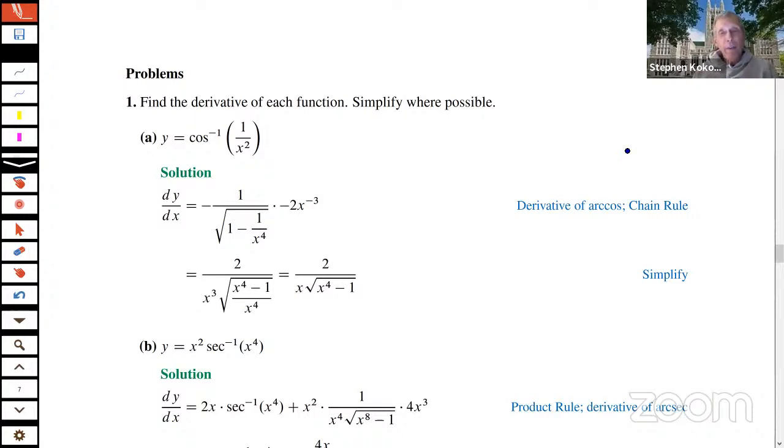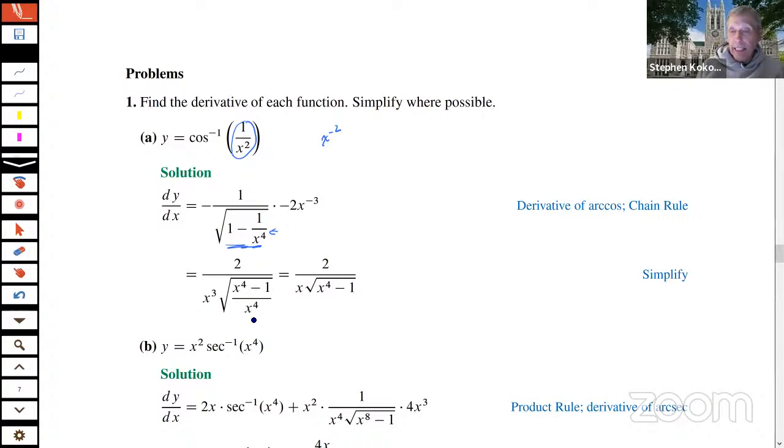How do we find the derivative of the cosine inverse of 1 over x squared? So this is my argument. This would be minus 1 divided by the square root of 1 minus that argument squared, so 1 over x to the 4th, times the derivative of the inner function. Well, really that argument is x to the minus 2, so the derivative of that is minus 2x to the minus 3. And then I'm just going to try to do a little bit of simplification. I got a common denominator inside this square root.